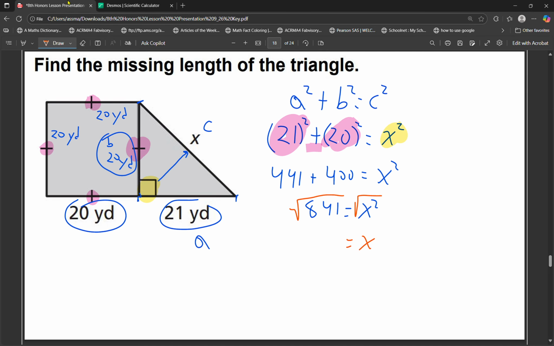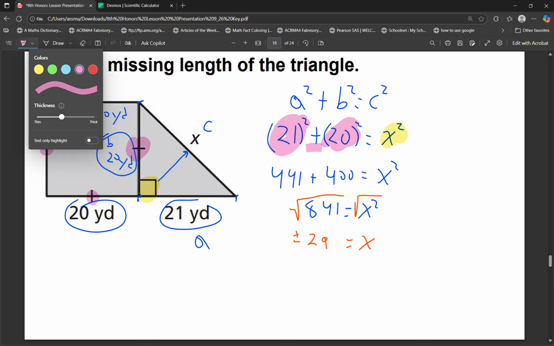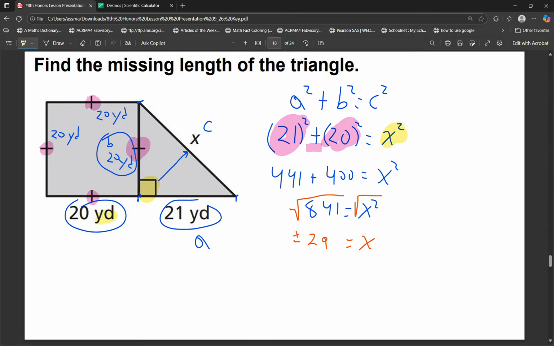Okay, so I have here 29, but again, since I took the square root, I do have a positive and negative root. Okay, but since we look at the context of the question, so look at it right here, see how they have yards? They're measuring distance. Therefore, I only take the positive answer, which is 29 yards. So that's my x. So my x equals 29 yards.